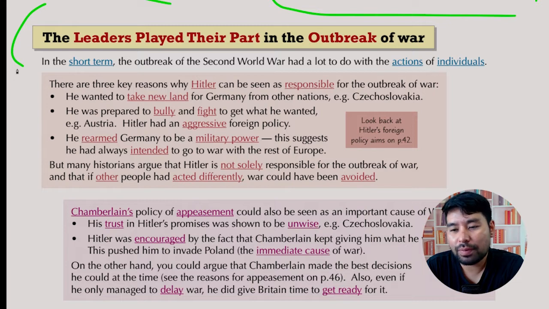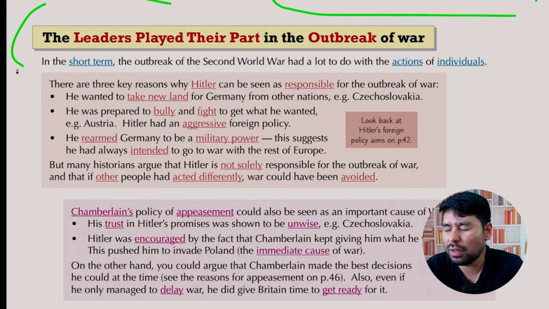In the short term, in a short time period, the outbreak of the Second World War had a lot to do with the actions of individuals, of each person. There are three important reasons why Hitler can be seen as responsible for the outbreak of a war. So this first information is that Hitler was directly responsible, and we have three very good reasons for that. These are the three key reasons.